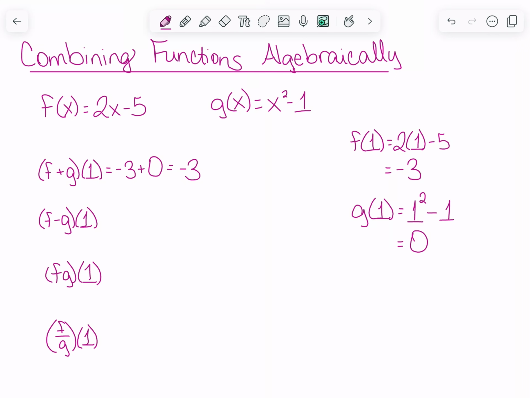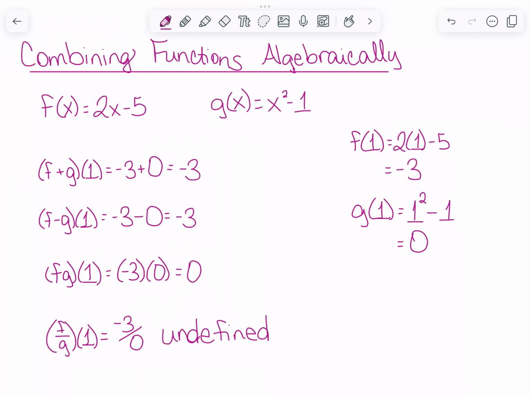For f minus g of 1, I would subtract these values. Negative 3 minus 0 is negative 3. For f times g of 1, I would multiply these values. Negative 3 times 0 is 0. And finally, for f divided by g of 1, we would divide. Negative 3 divided by 0. Since we can't actually divide by 0, this value would be undefined.